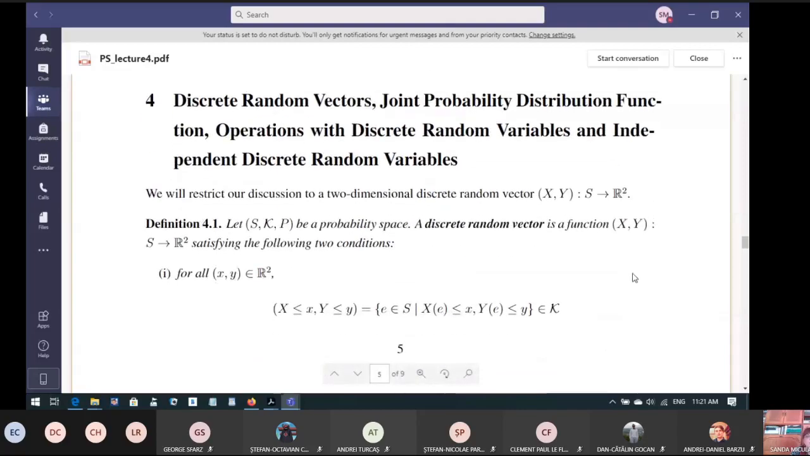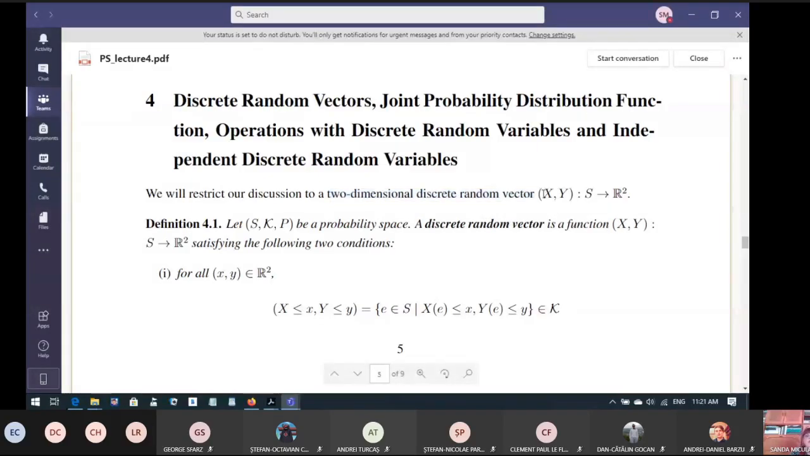Okay, now we turn our attention to higher dimensions. Everything that we discussed so far for discrete random variables can be very easily generalized to any dimension, to any number of variables. Because we're not going to need any more than that, we will just talk about two-dimensional vectors. So they're no longer variables now, they're vectors. Everything will be with dimension 2.